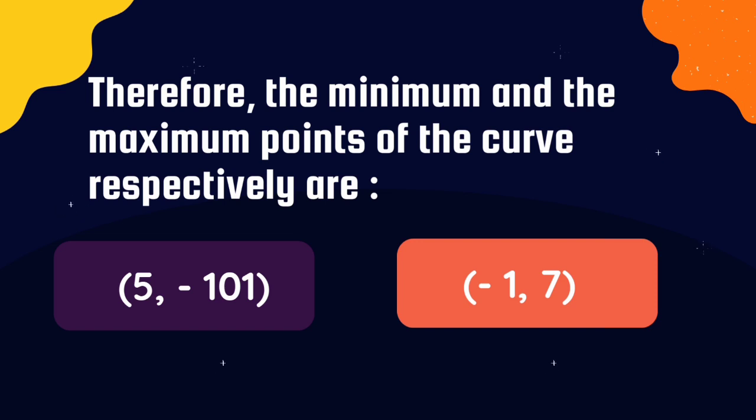So we have determined the maximum and the minimum points of this function. That means the minimum and the maximum points of the curve respectively will be 5, minus 101, which is the minimum point, while the maximum point will be x equal to minus 1 and y equal to 7, or the coordinates will be minus 1, 7.